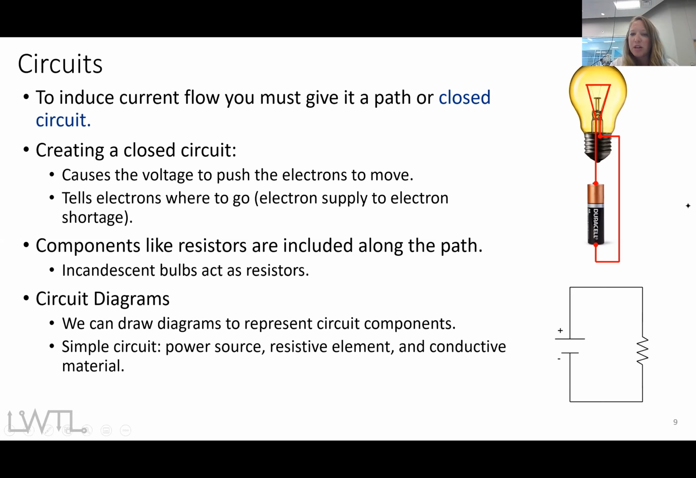Pictured here on this presentation, we have a DC power source, and we have a resistive component. These lines are just conductors. As we learned earlier in a previous video, conductors allow the passage of electricity. So the electricity can flow through the resistor and through this closed loop circuit.